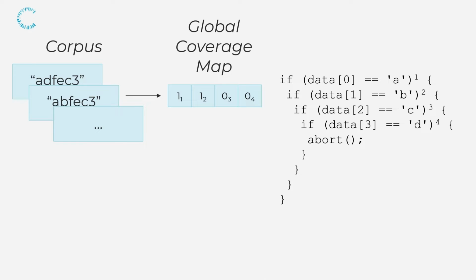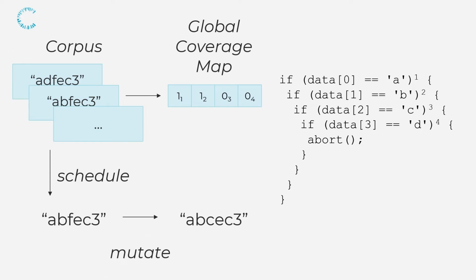And so now, in order to continue our testing, we take some input from that corpus, we schedule that input, we then mutate that input, we run it, and we can see that we've changed our coverage map here.